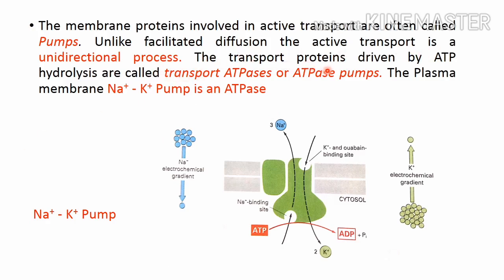transport ATPases, or simply ATPase pumps. The plasma membrane sodium potassium pump is an ATPase, and as we can see here in the diagram of a sodium potassium pump, on one side the sodium concentration is high and at the other side the sodium concentration is low. Similarly, the opposite is the case for potassium. On one side the potassium concentration is high, and the potassium concentration in the opposite direction is low.